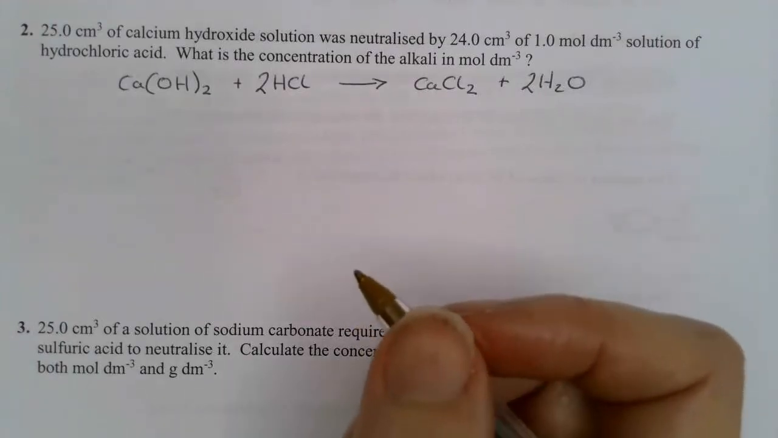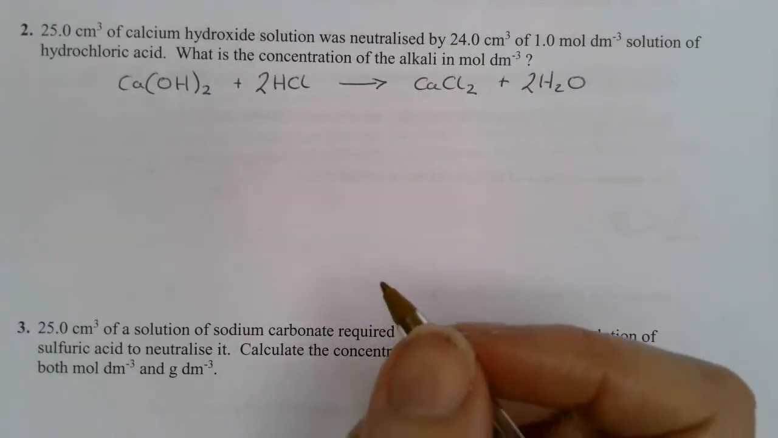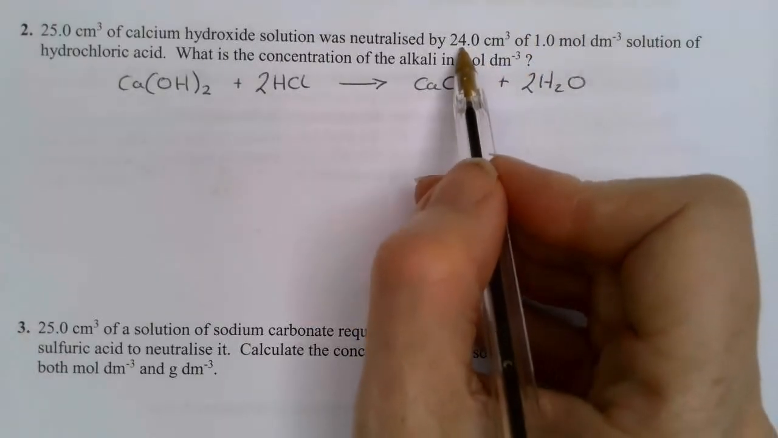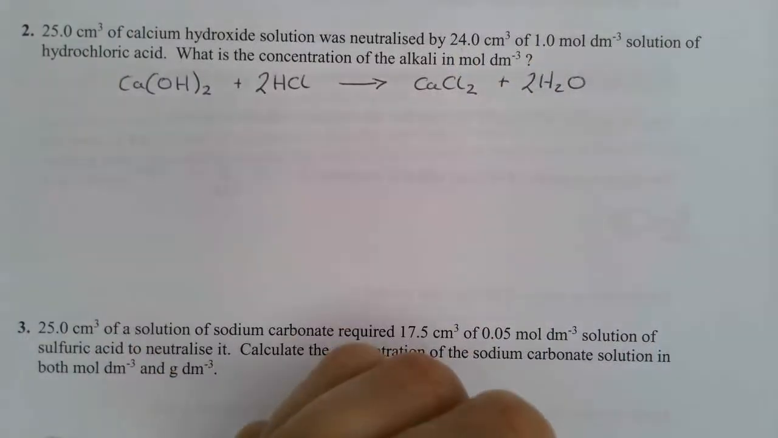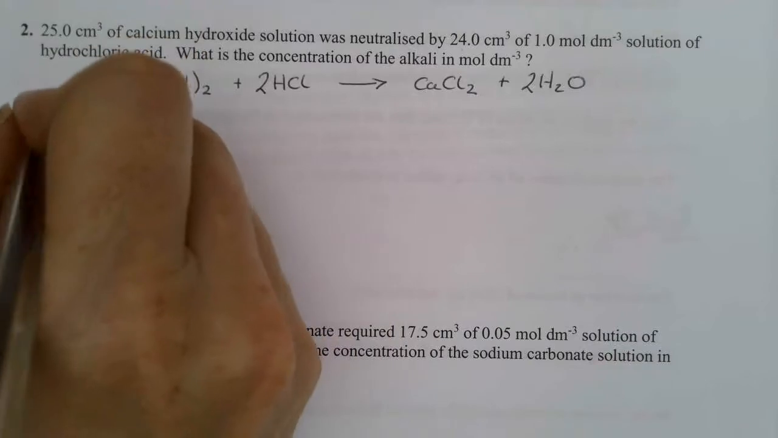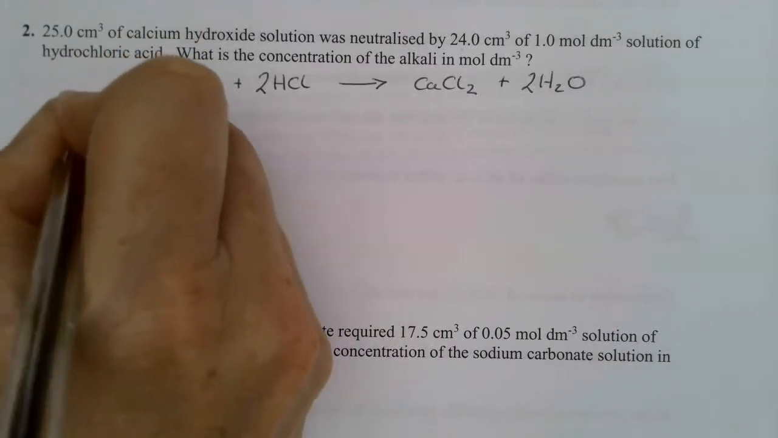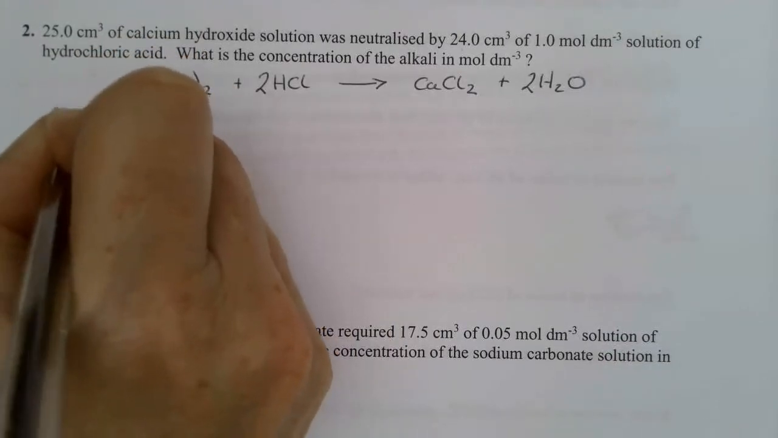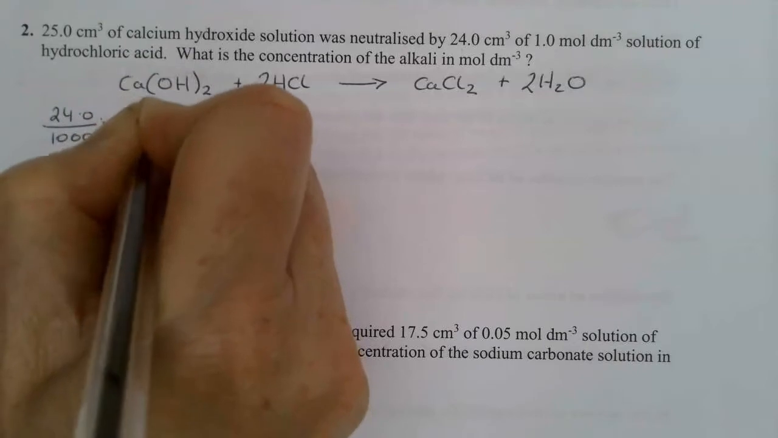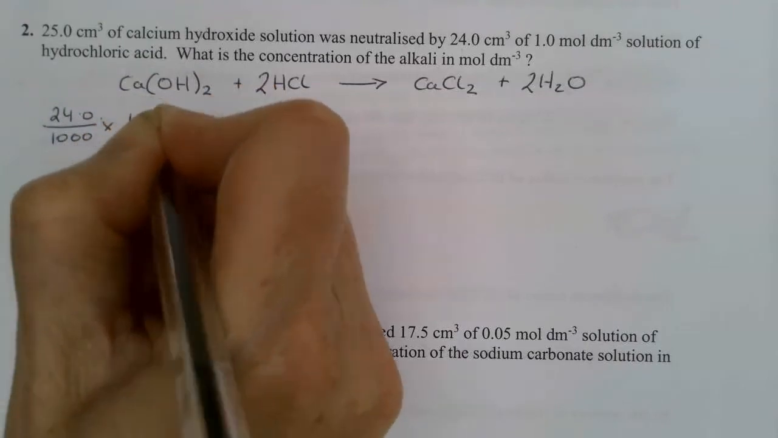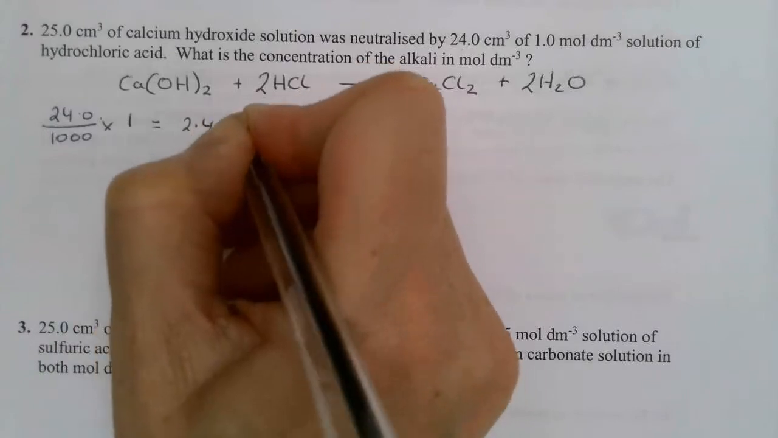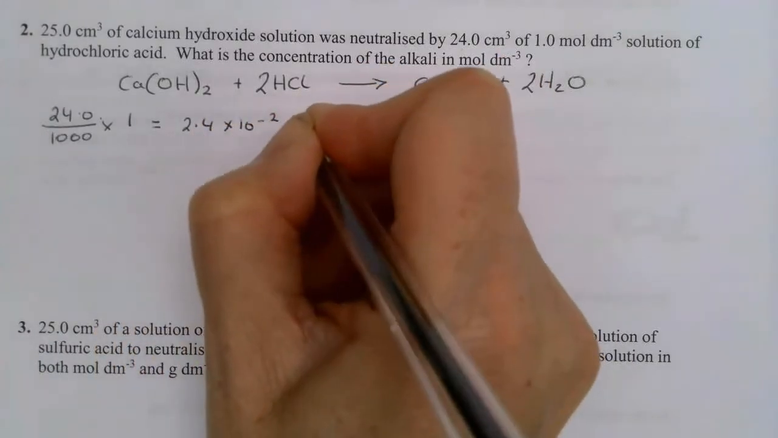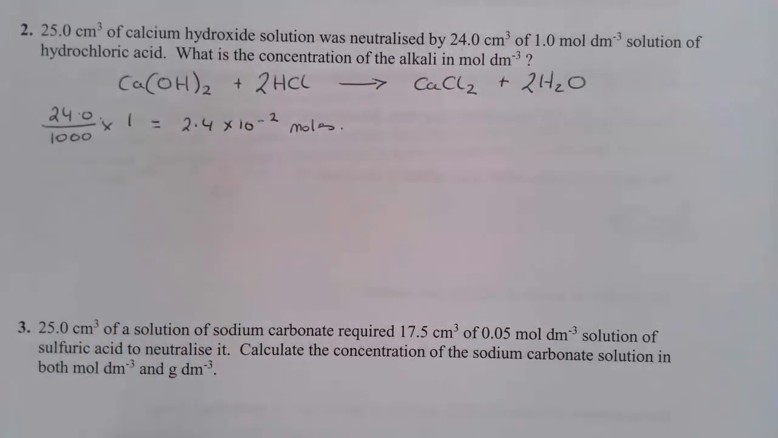So again, I need to work out the number of moles. In this case, I've been given both the volume and the concentration of the hydrochloric acid. So that's what I'm going to work out the number of moles of. So I've got 24.0 divided by 1,000 times the concentration, which is just 1. So that is 2.4 times 10 to the minus 2 moles. So that's the moles of my hydrochloric acid.